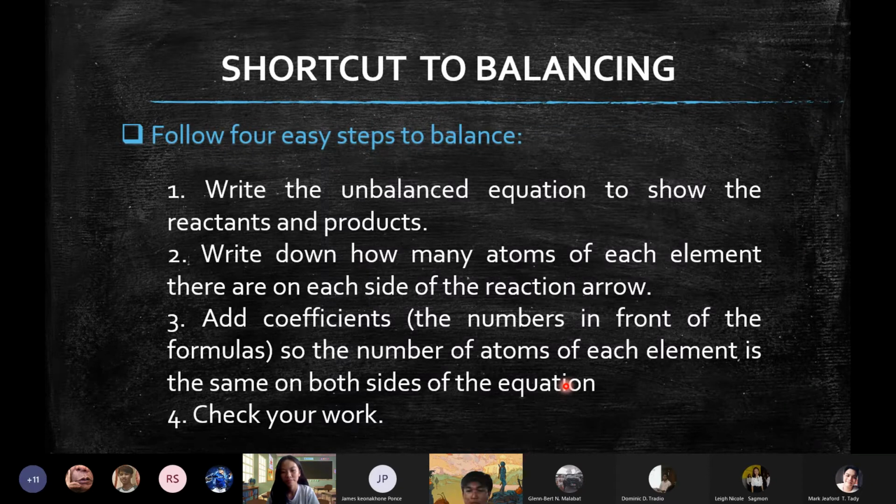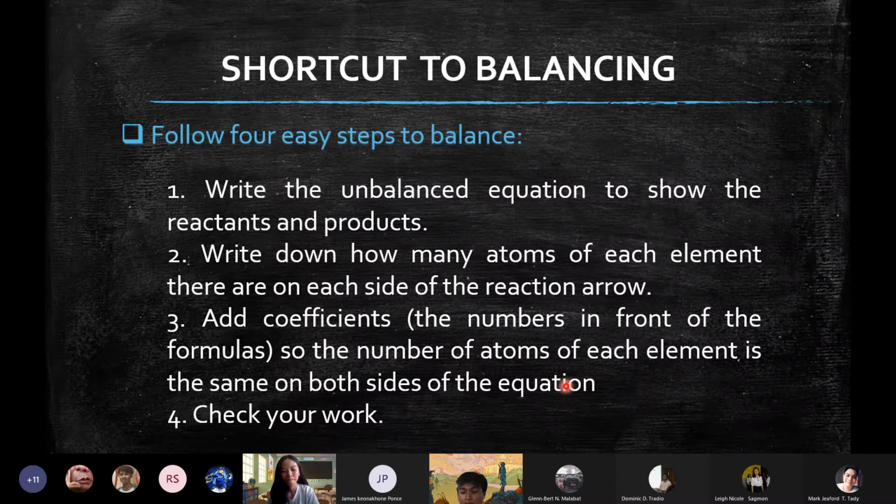And add coefficients, the number in front of the formula, so that the number of atoms of each element is the same on both sides of the equation. That is in fulfillment of the law of conservation of matter. And do not be complacent after you see that the equation is balanced already, because there might be something wrong with your work.